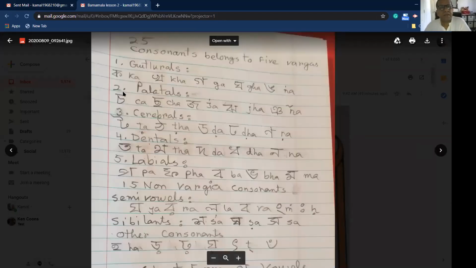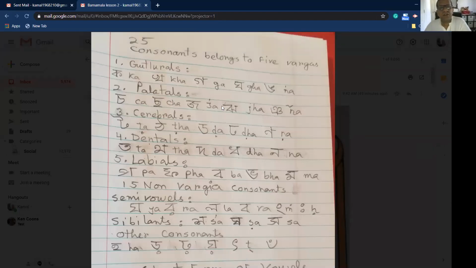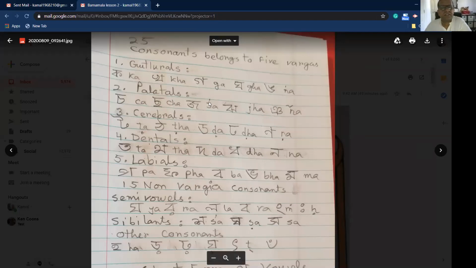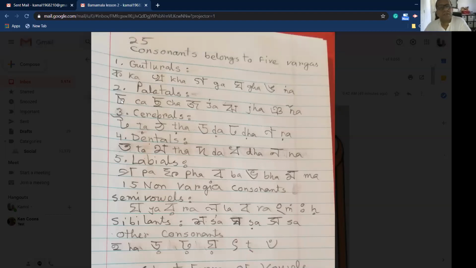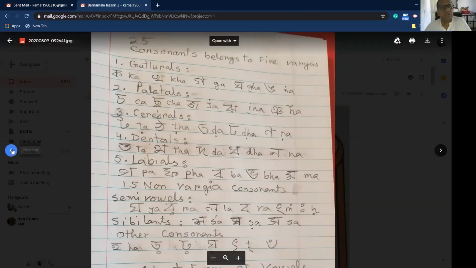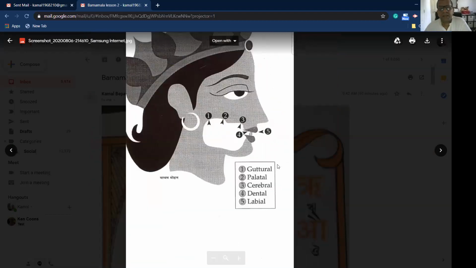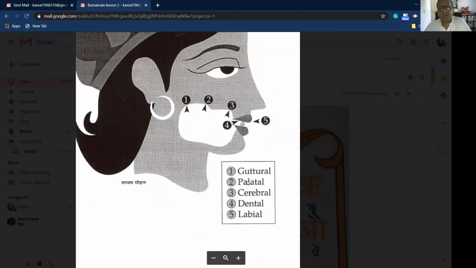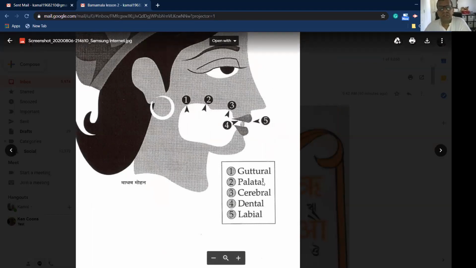The second category is palatals, which is cha, chha, ja, jha, neo. This is not in that book, so I got it from a Sanskrit study guide. The second one is palatal, like cha, cha, ja, ja, ja. If you have to make this palatal sound, you have to use both the upper and lower side of your mouth. That is palatal. There is the map here. Cha, cha, ja, ja, and of course it has a nasal, neo.